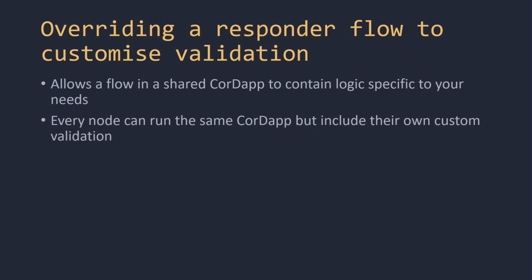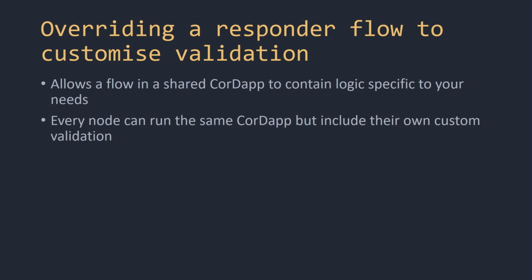So what I've been talking about in the last few slides can actually be taken a step further to move CorDapps further away from purely shared code and closer towards applications that ensure your organization's needs are always met. So how do we do this? Well, we have flow overriding. Flow overriding was added in Corda 4 and allows you to do what it says, override flows. So this allows you to add your validation for your specific needs to a shared CorDapp.